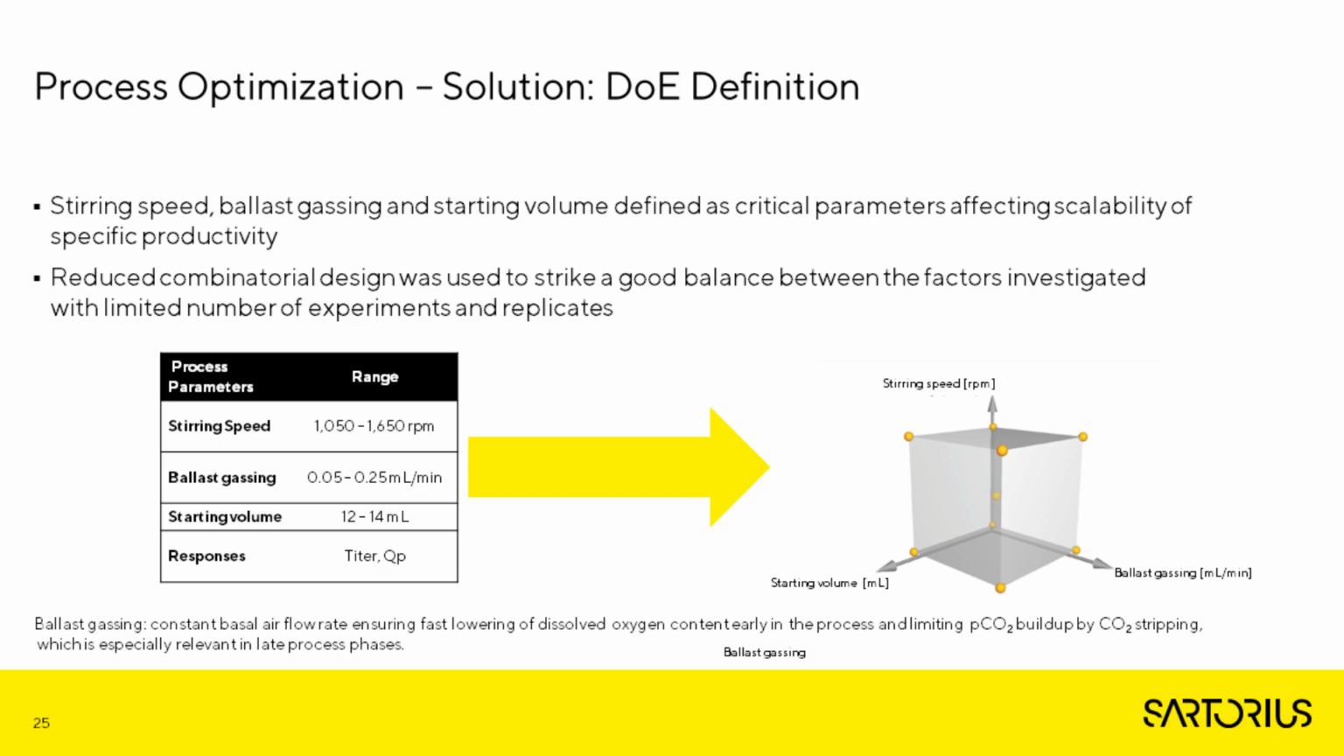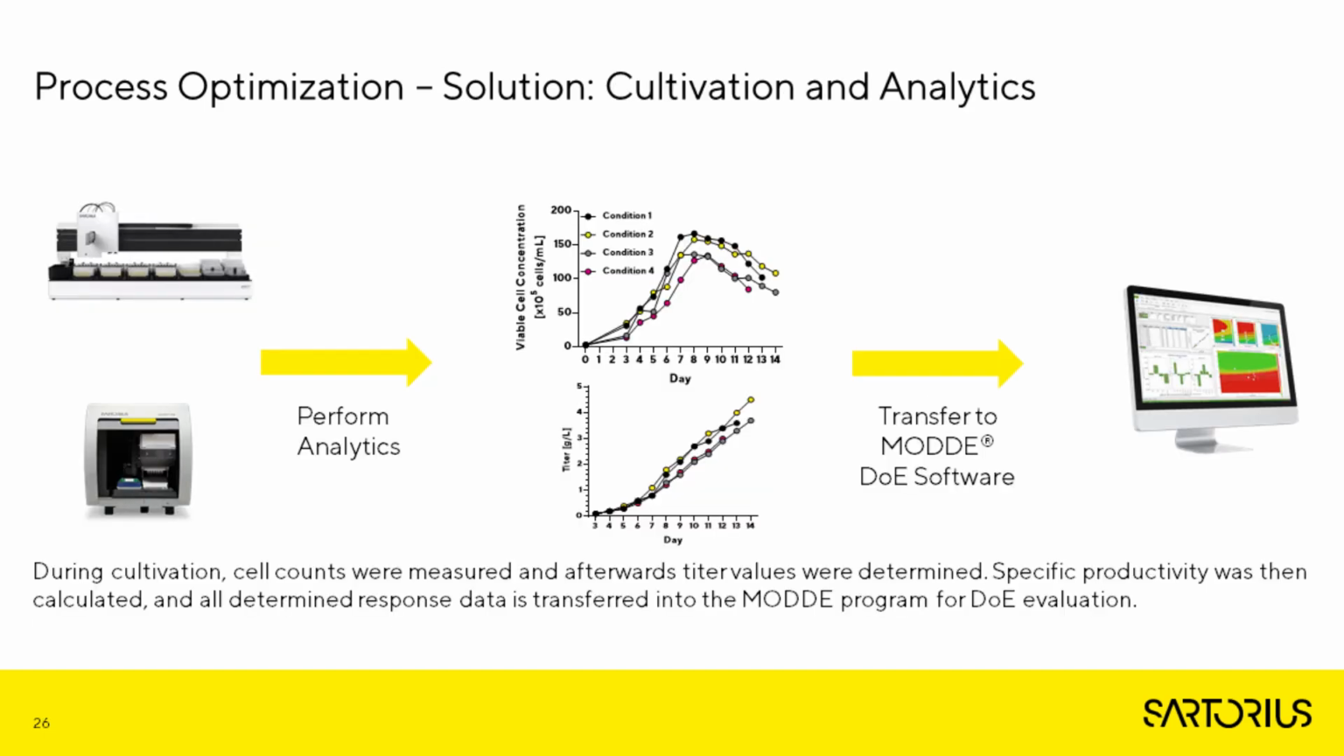And here, another quick note. By ballast gassing, we understand a constant base airflow rate, which ensures fast lowering of dissolved oxygen content early in the process and limits the pCO2 buildup by CO2 stripping, which is especially relevant in late process phases. So just to remind you quickly of the workflow of the experiment: during cultivation, cell counts were assessed and afterwards titer values were determined. Specific productivity was then calculated and all determined response data was then transferred into the MODDE program for DOE evaluation. The outcome of this evaluation should then reveal the best process settings for our CLD platform process with respect to QP.